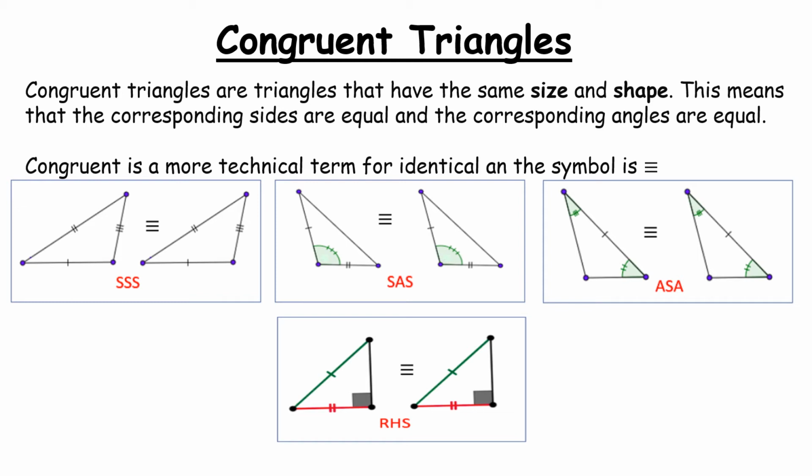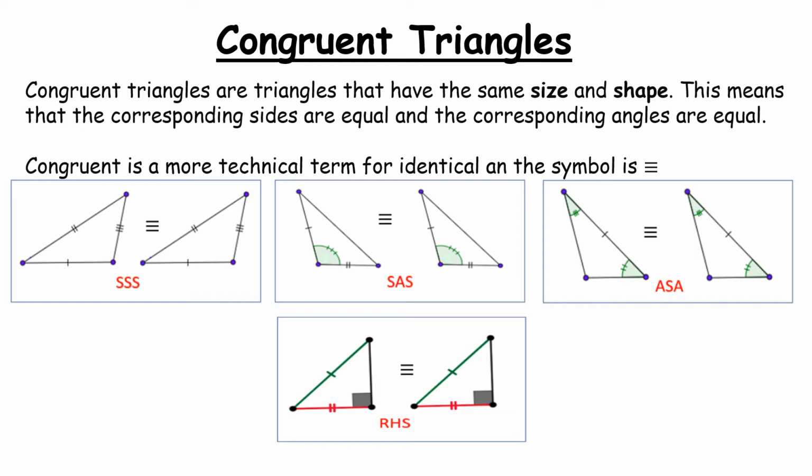Congruent is just a more mathematical term for identical, and we talk about shapes of all kinds being congruent or identical. The symbol for congruent is three lines, so it looks like an equals sign with an extra line. There are 4 ways we can tell if triangles are congruent. The first is side, side, side. If we have 2 triangles and the 3 sides are all the same lengths, so they could be 3 different sizes on one triangle, but the second triangle mirrors those sizes, that means they are identical.